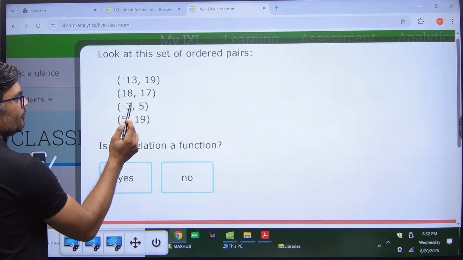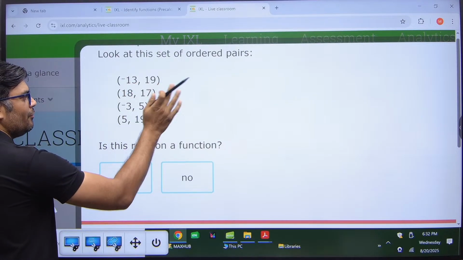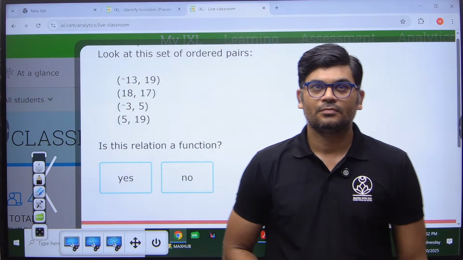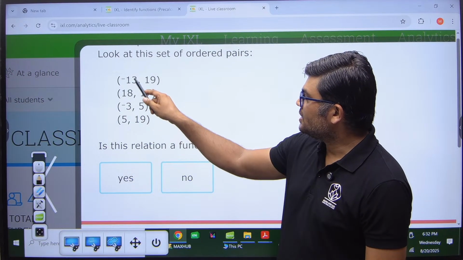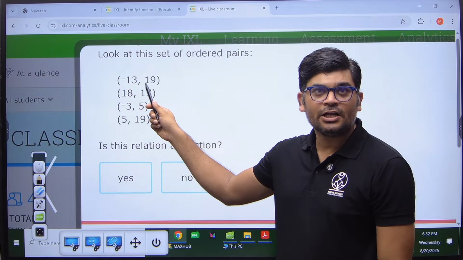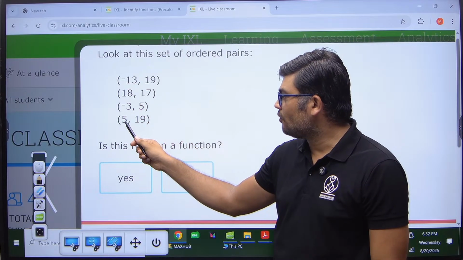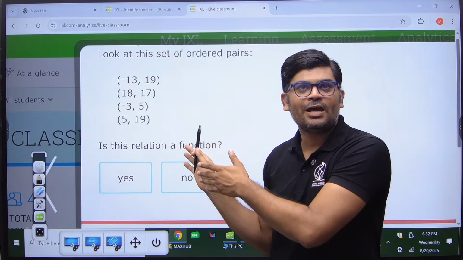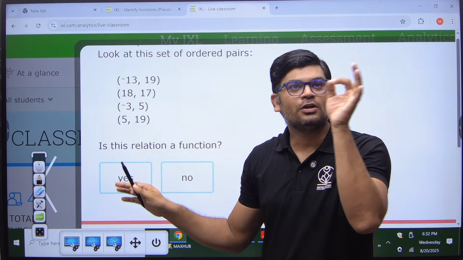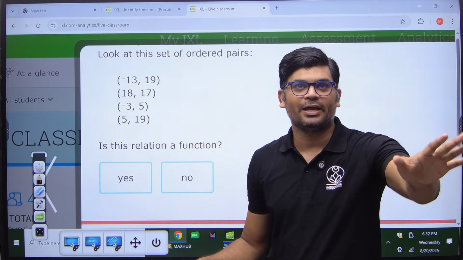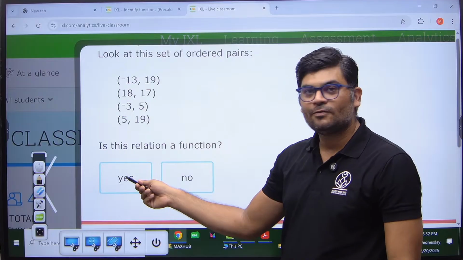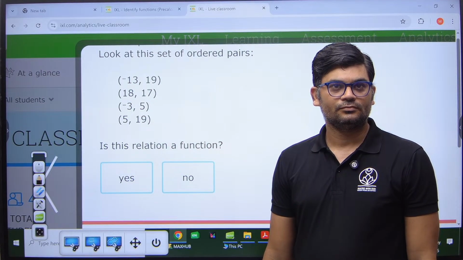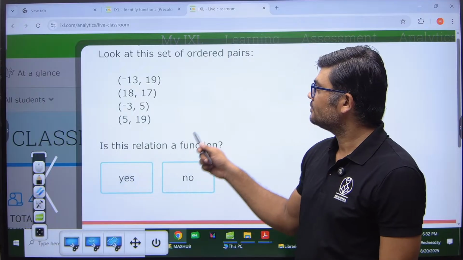Can you see for different values of X, you are having different values of Y? Yeah. See, this is allowed. For minus 13 also it is 19, and for 5 also 19. This is allowed. You can have the same Y for two different X. But for the same X, you can't have two different Y. So this is a function. You have to click yes.